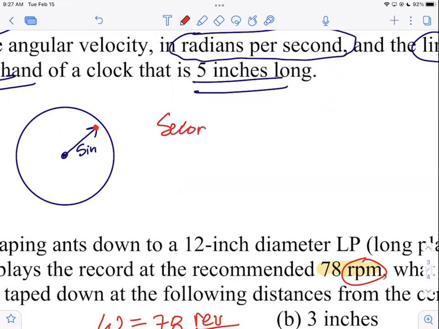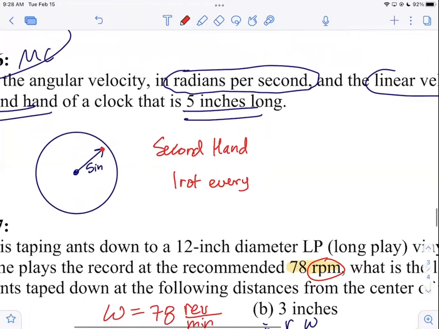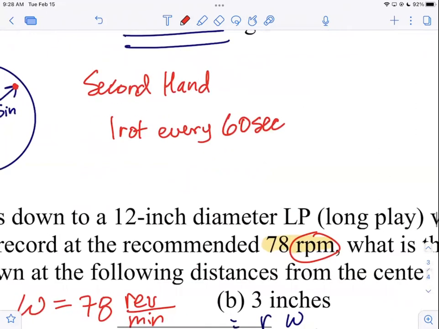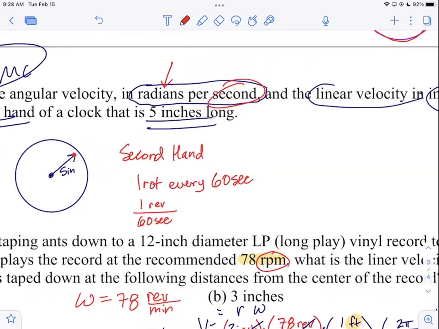The second hand makes one rotation every what? Yeah, we could say every 1 minute, but since I want my units to be in seconds, we'll say one rotation every 60 seconds. Now, that is a type of angular velocity, right? We would write it like this: 1 revolution or rotation per 60 seconds. Now, that would be in revolutions per second. I want it to be in what? Yeah, let's call that omega, because that is the angular velocity. And all I got to do is convert from revolutions to radians.